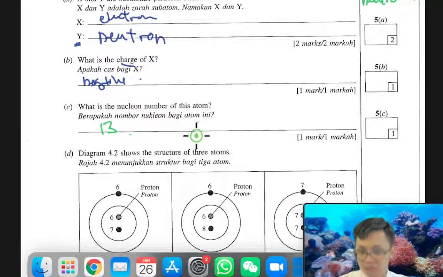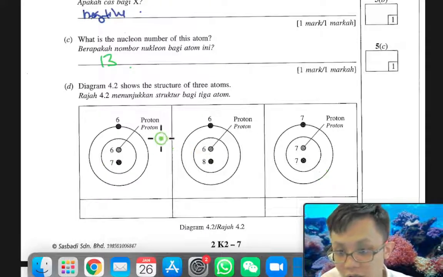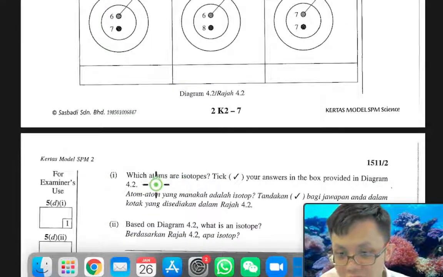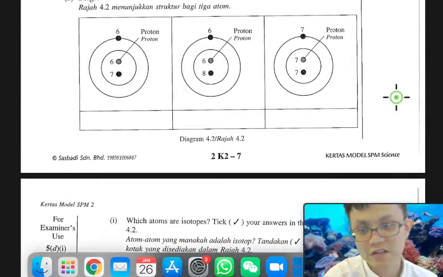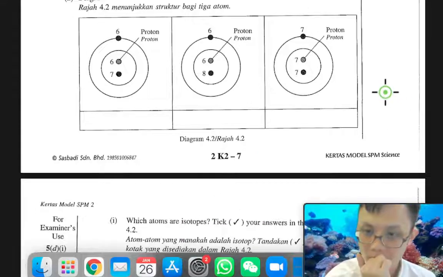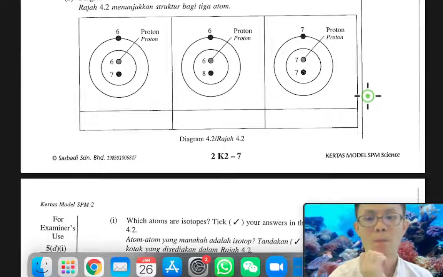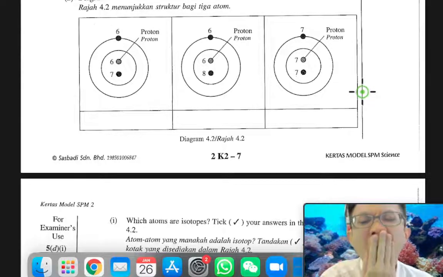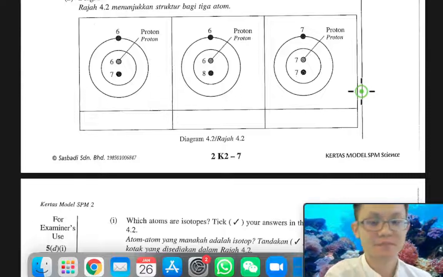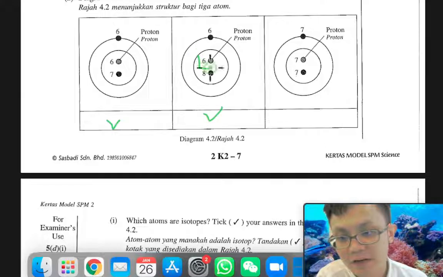Diagram 4.2 shows the structure of 3 atoms. Which atoms are isotopes? Tick the correct answer. Isotopes have the same number of protons. So it's first and second, right? First and second, very good. We know that the proton number cannot change.